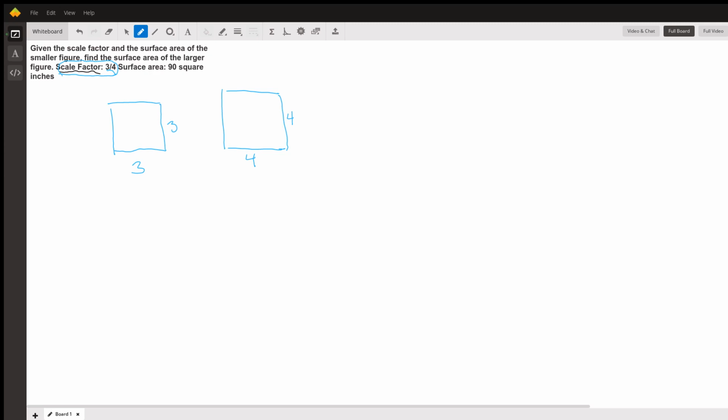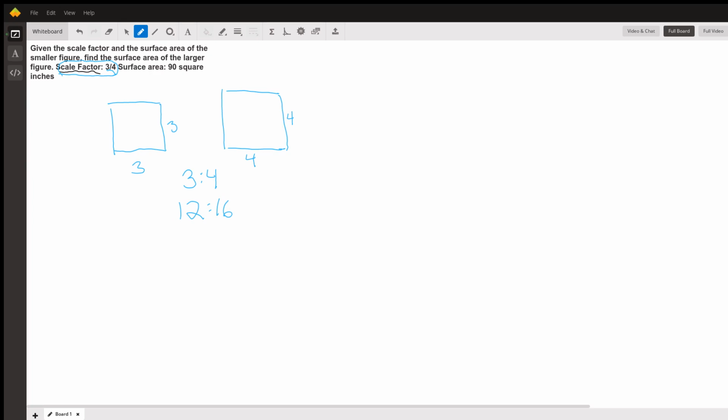I have two squares here, one with a side of 3 and one with a side of 4, and the scale factor of these two figures is, in fact, 3 to 4. That's just a comparison of the length of the sides. Also, it's a comparison of anything about linear dimensions of these two figures. If we look at the perimeter of the first figure, it is 12, and the perimeter of the second figure is 16. That is 3 to 4.